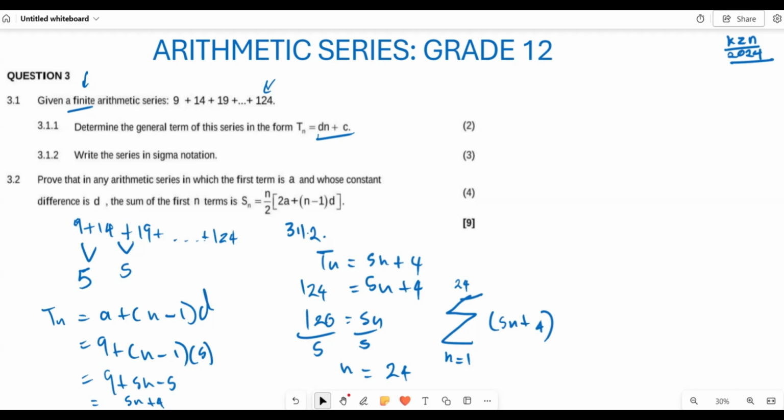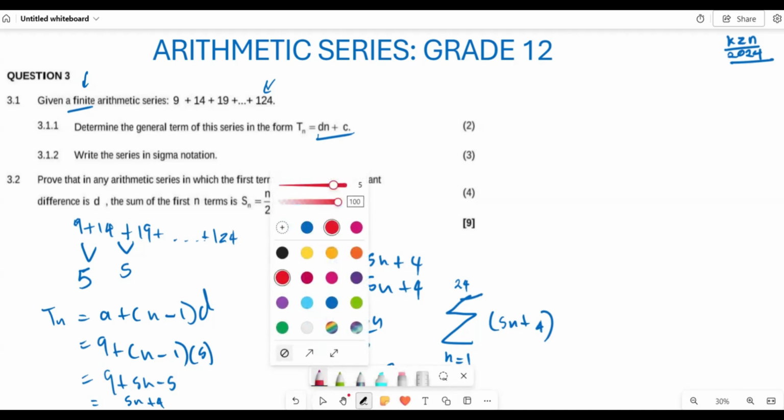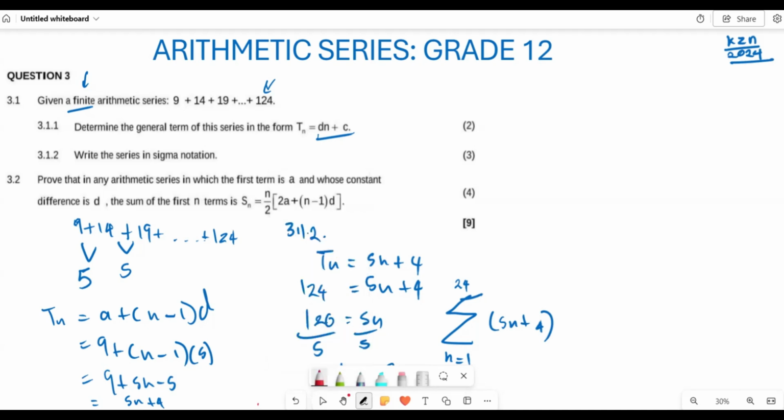Remember, you cannot equate it to your Sn because you don't know what the sum of all the 24 terms is. You haven't calculated it as yet, right? So basically, that's what you are going to have here. Alright, again, I am hoping that all of this makes sense. Now, let's look at your 3.2.